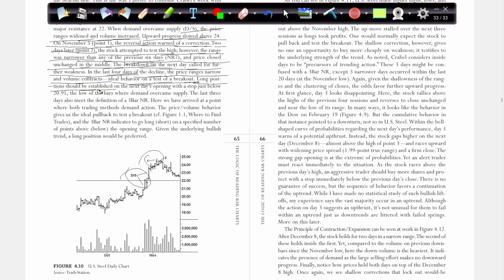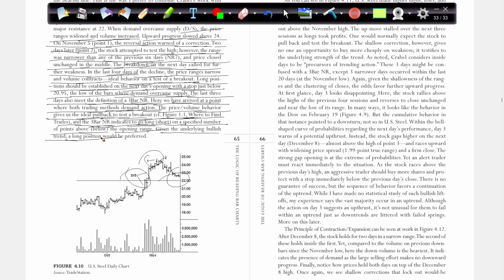Long positions should be established on next day's opening with a stop just below 20.95, the low of the bars where demand overcame supply. The last 3 days also meet the definition of a 3-bar narrow range. Here we have arrived at a point where both trading methods demand action. The price volume behavior gives us the ideal pullback to test a breakout. Figure 1.1, where to find trades, says the 3-bar narrow range indicates to go long or short on a specified number of points above or below the opening range. Given the underlying bullish trend, a long position would be preferred.